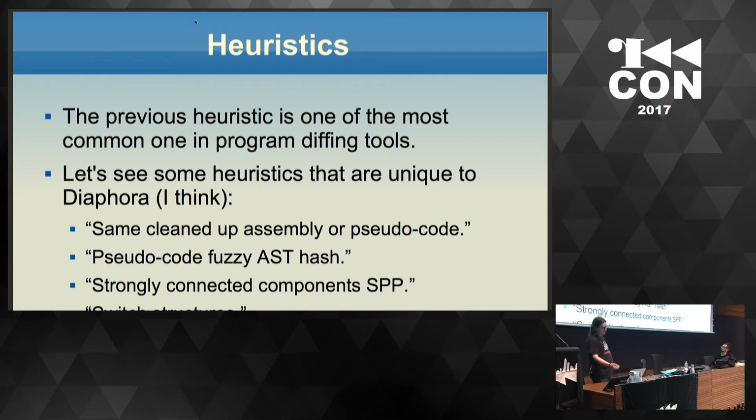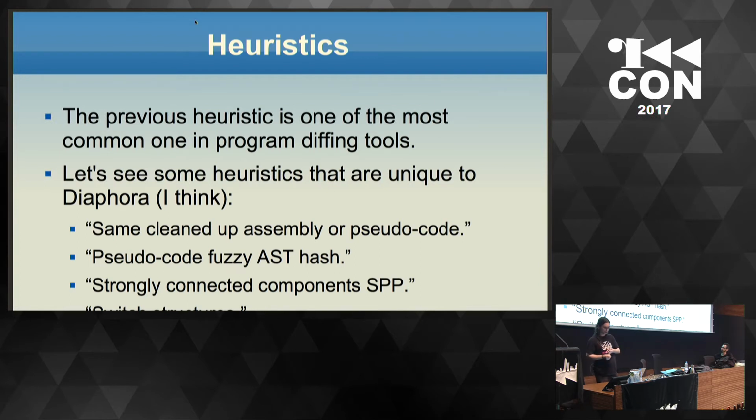The pseudocode fuzzy AST hash is like, do you know SSDEEP? Similar to SSDEEP, calculating the SSDEEP hash, well, not SSDEEP, but something similar, of two texts. If the final resulting text is the same, we conclude that it looks pretty much the same, both at assembler and at pseudocode level.